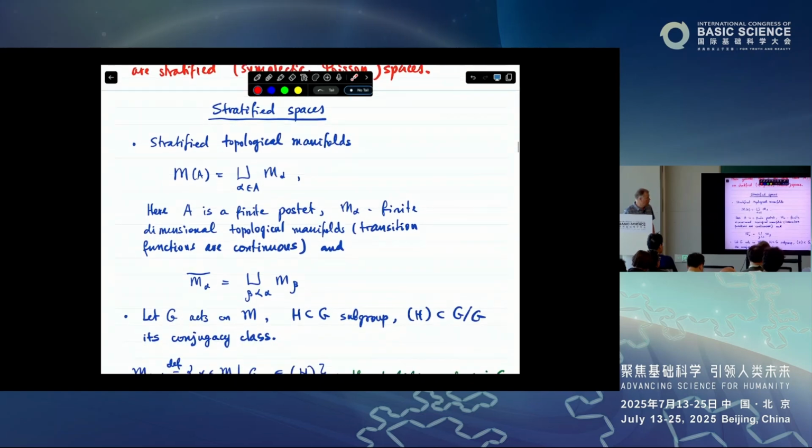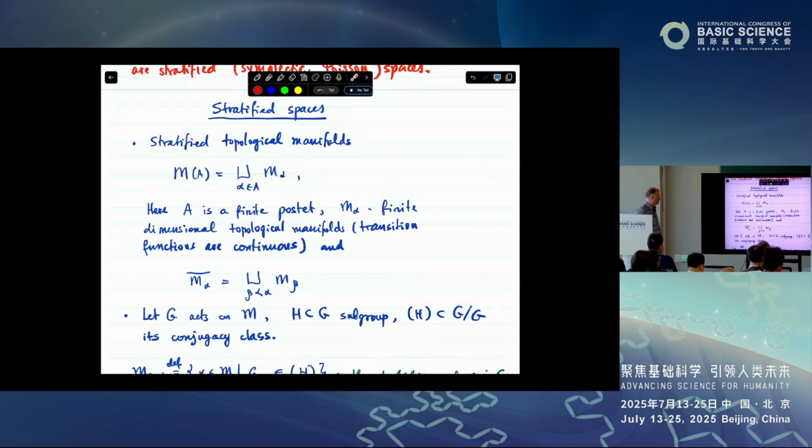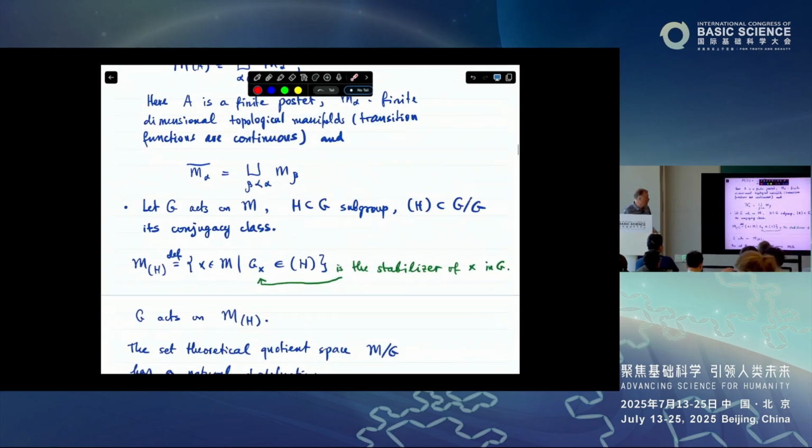So I already said this word several times, stratified space. I'm not going to give all the details that go back to Whitney. It's basically the following. You represent your topological space as the union of pieces that are enumerated by a finite partially ordered set. The M alpha are finite dimensional topological manifolds, so transition functions are continuous. And then the closure of the alpha stratum is the union of all strata that are below alpha.